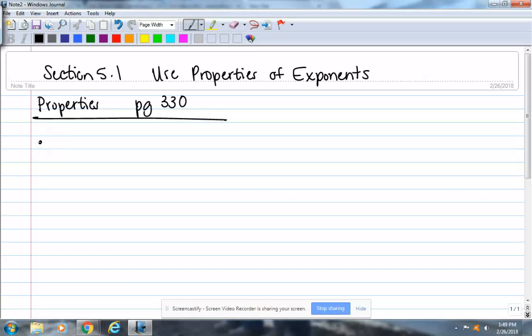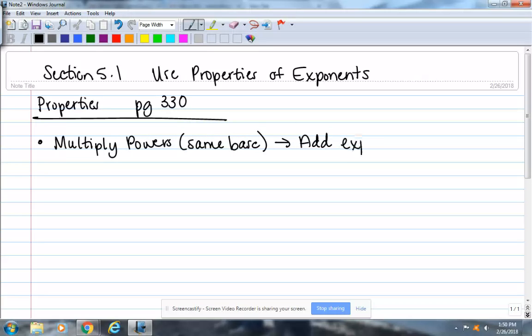One property of exponents is when you multiply powers. If they have the same base, now remember base is the big number or the big variable on the bottom, you're going to add the exponents. So when we multiply two powers that have the same base, we add their exponents. Like x squared times x to the 5th is x to the 7th. We add the 2 and the 5. Okay.